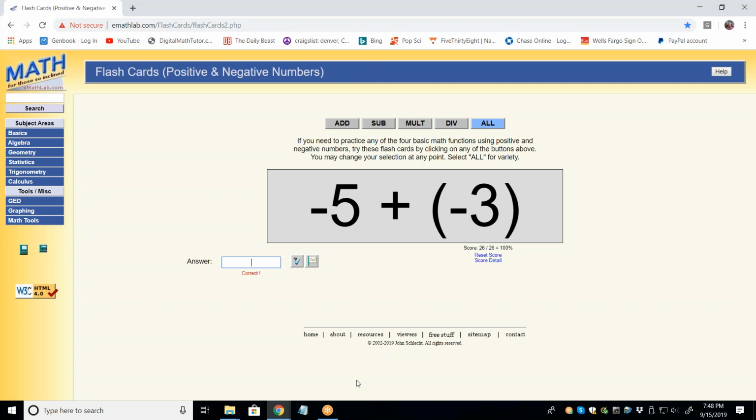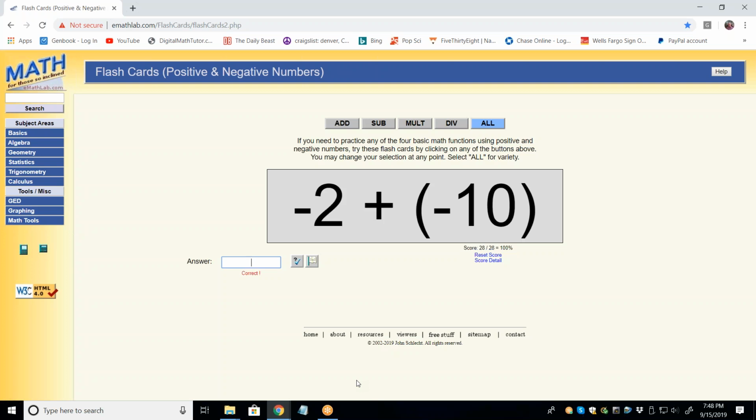Negative 8. Very good. What is this the same as? I want you to give me this problem worded in a different way. Instead of -1 minus 5, how can we word it as an addition problem? Well, it's -1 plus -5. Perfect. What's that? -6. That's the way you do those.